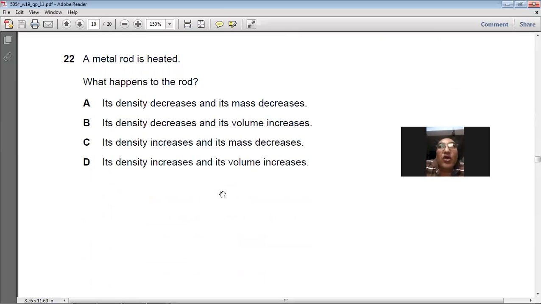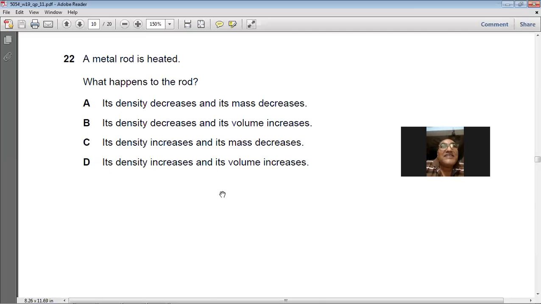A metal rod is heated. What happens to the rod? When you heat a rod, it will expand. Its mass will not change. So its density, which is mass divided by volume, will decrease, because the mass will be unchanged but the volume will increase. The numerator is the same, but the denominator, volume, has increased. So the density will decrease.